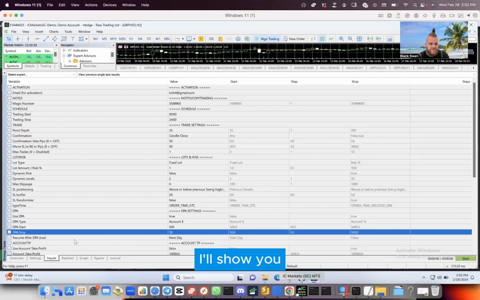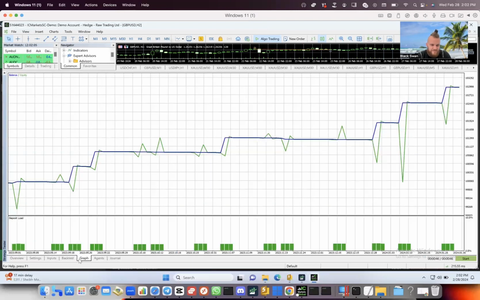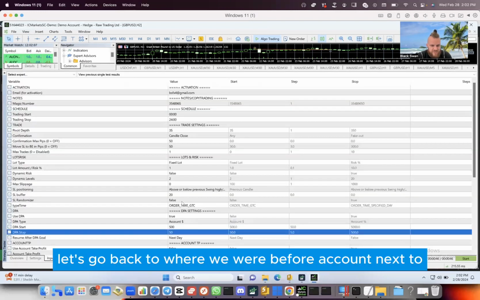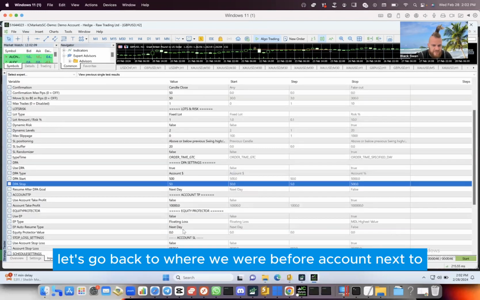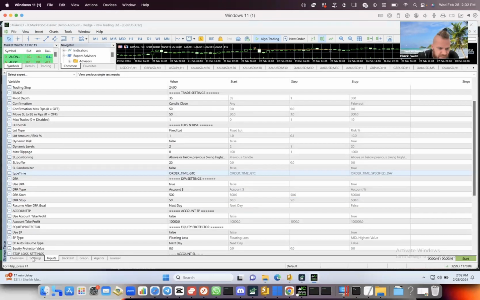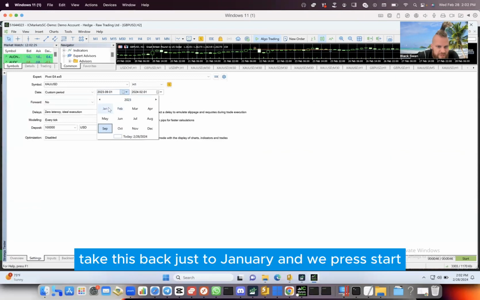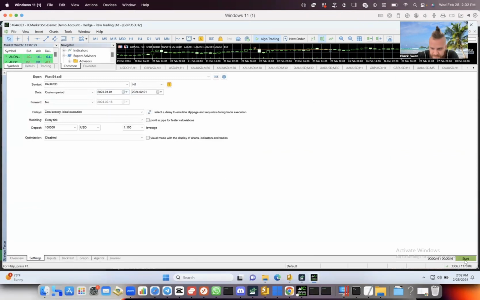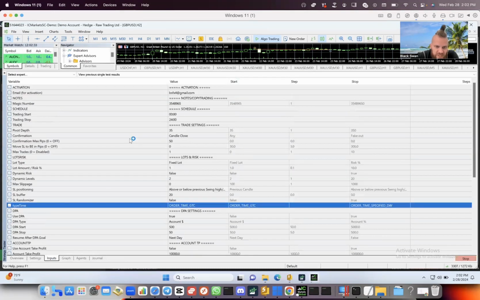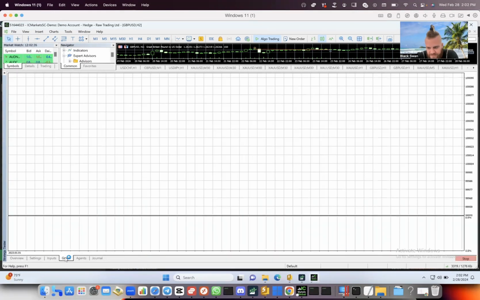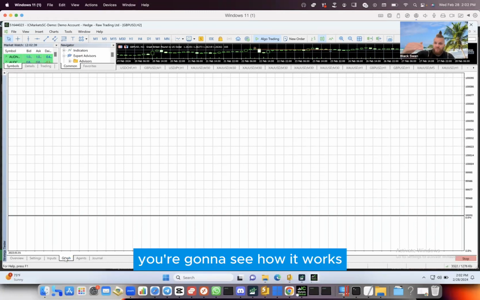Actually, I'll show you it. So if we look here, let's go back to where we were before. Account, next, let's load this. And if we take this back just to January, and we press start, you're going to see how it works.